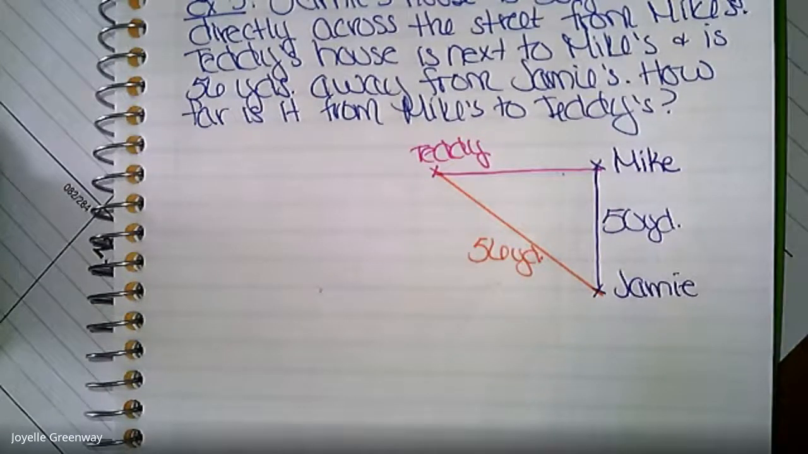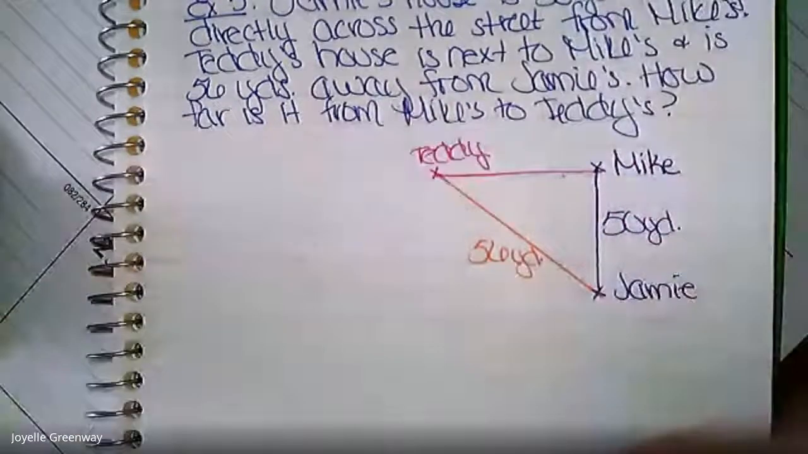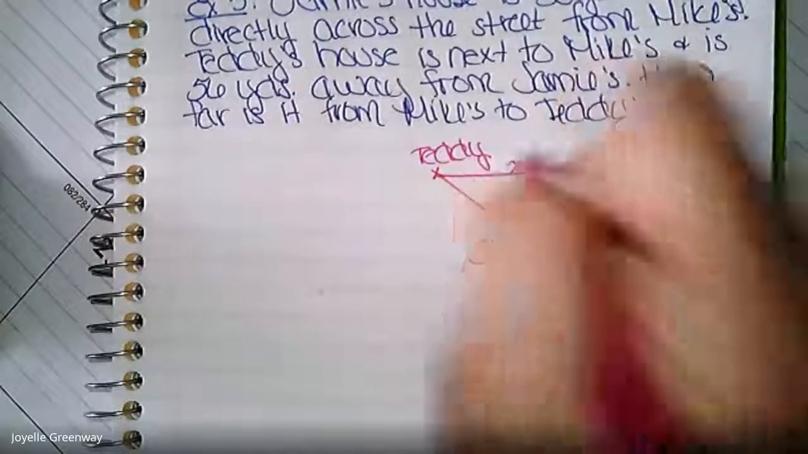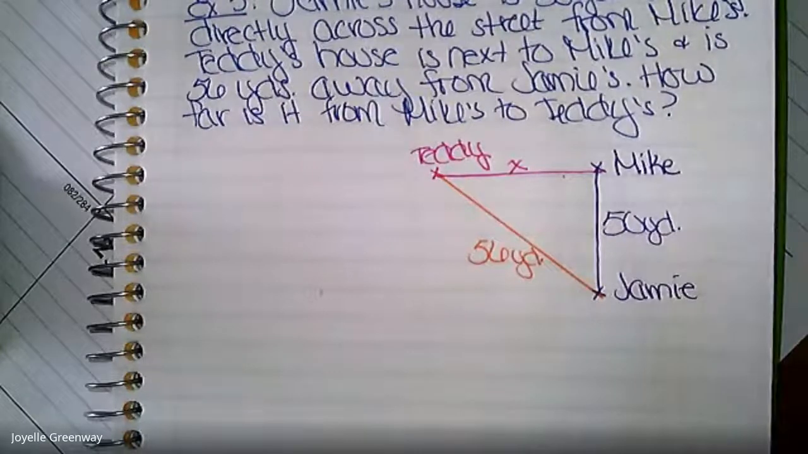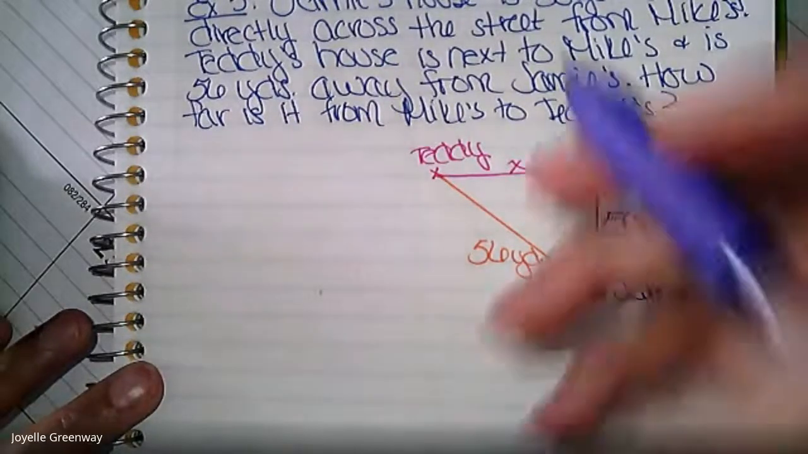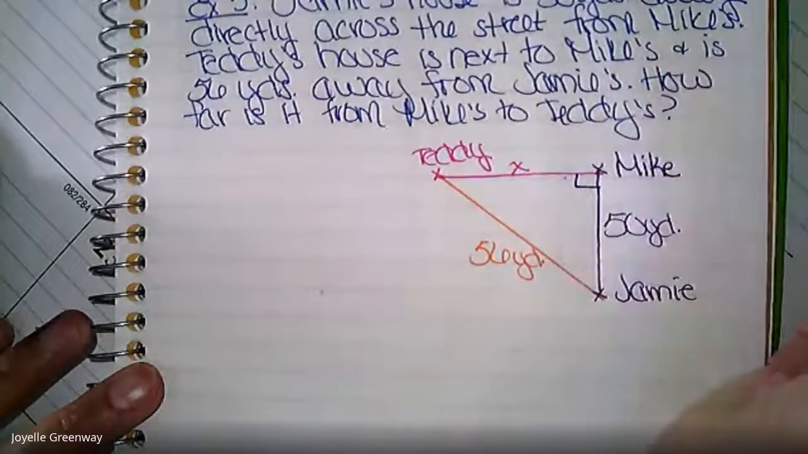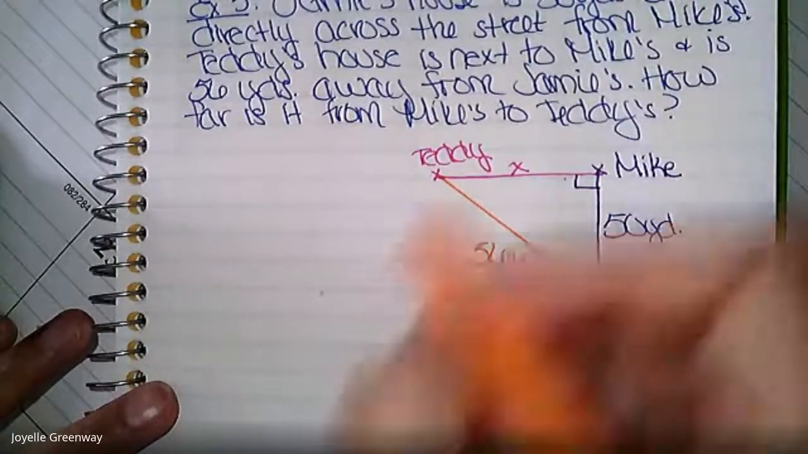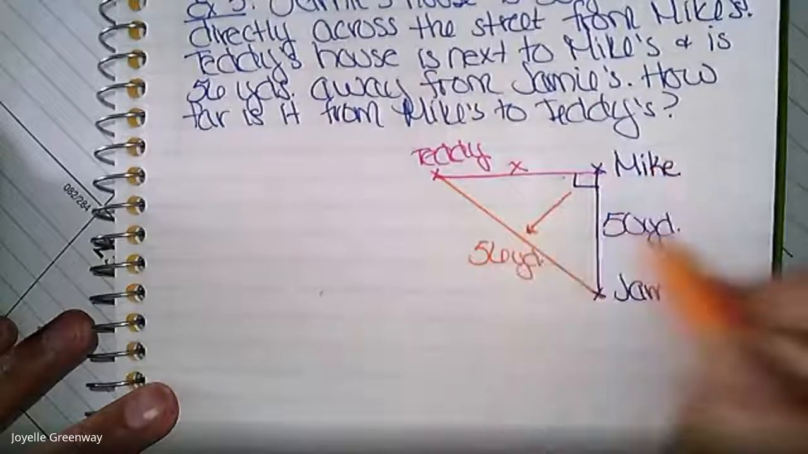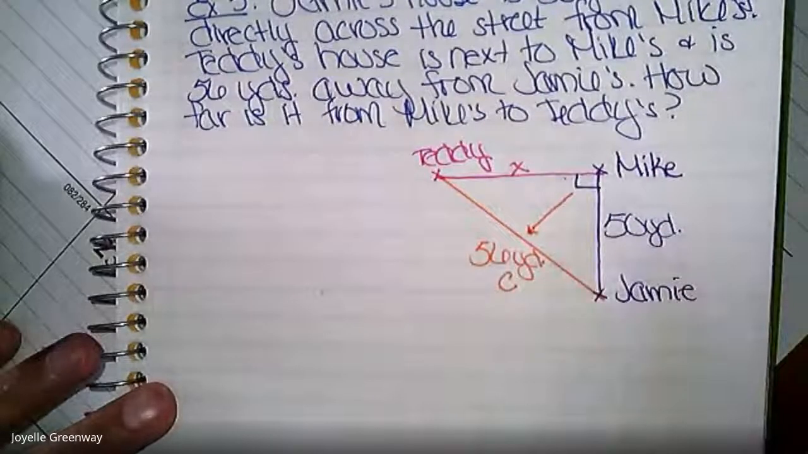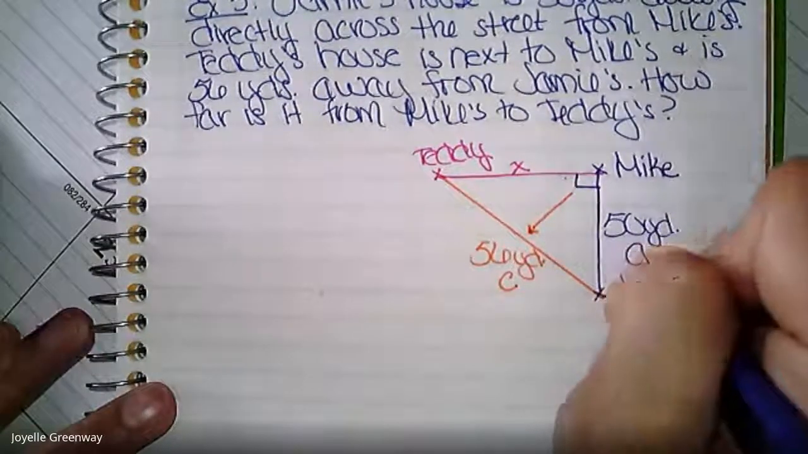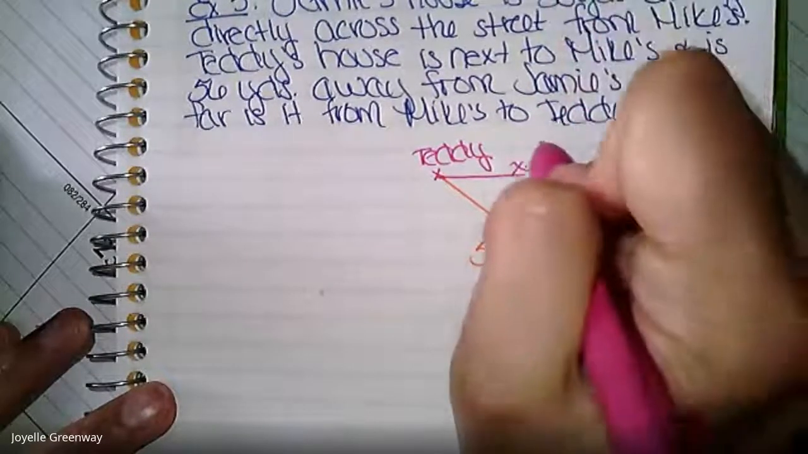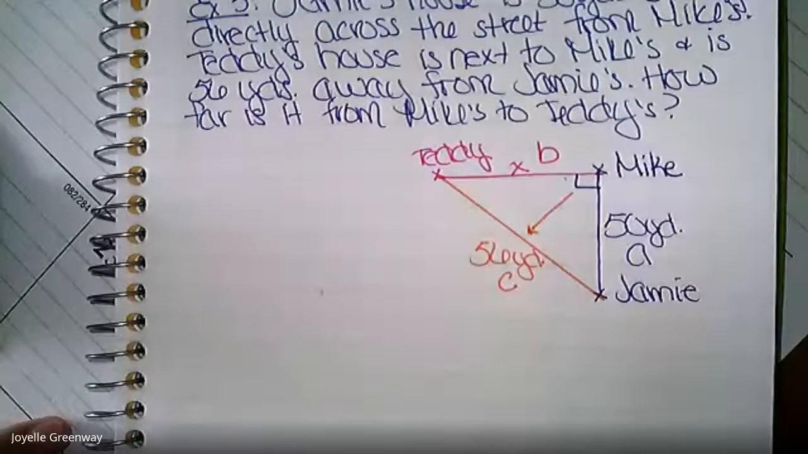So how far is it from Mike to Teddy's house? This is the distance we're looking for here. So let's figure out what part of the triangle you're looking for. Here's your right angle. Across from that right angle is your hypotenuse, which is C. So that means I'm looking for either A or B. And since we found A last time, we'll find B.